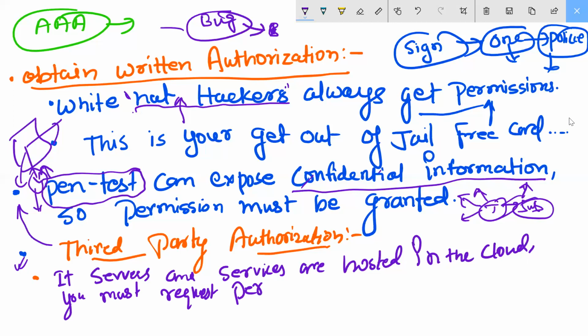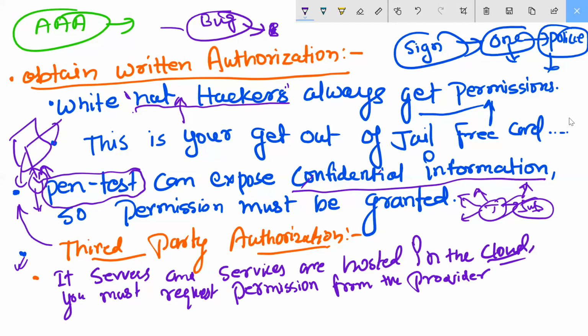Request permission from the provider, because companies are hosting most of their work activity in the cloud. So from the provider, prior to what came here.